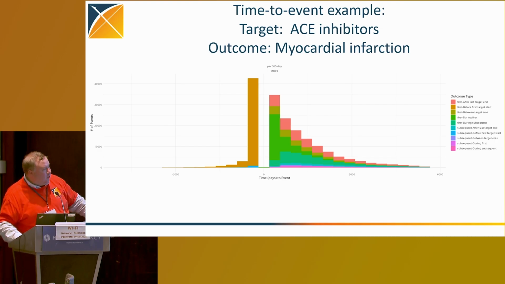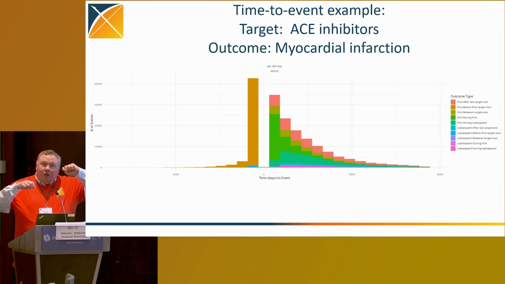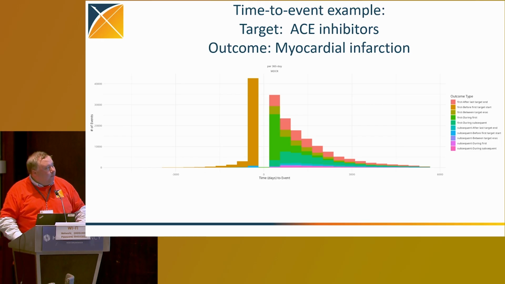Let me just orient you to the graph. On the x-axis, we have time relative to time zero. That's your index date. That's when you entered the target cohort. And then on the y-axis, it's a histogram, so I'm just showing you the number of events. So you can think of this as how many people took the target and had the outcome. The histogram is now plotted, providing you the frequency of occurrences relative to time.